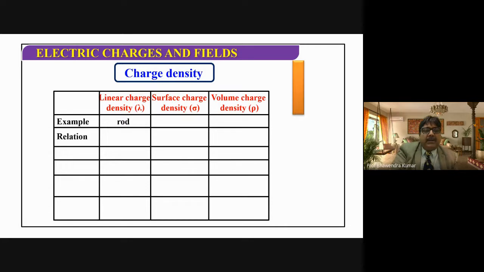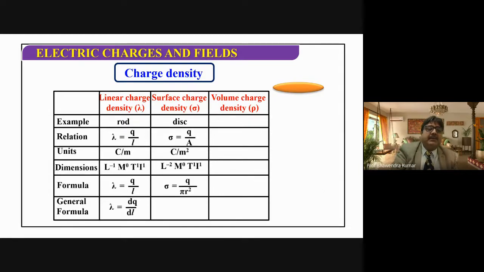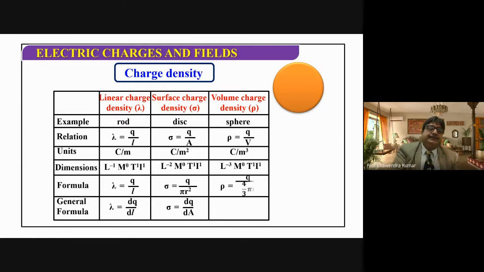So there are different systems. If I have a rod, then it will be linear charge density. Lambda will be q by L. Unit will be Coulomb per meter. Dimension will be L minus 1, M0, I1, T1. The formula lambda will be q by L, and general formula is dq by dl. Is that clear? For a surface charge density, the example can be a disk. The unit will be Coulomb per meter square. Dimension, formula, general formula. We can consider a sphere for the three-dimensional system. Any difficulty?